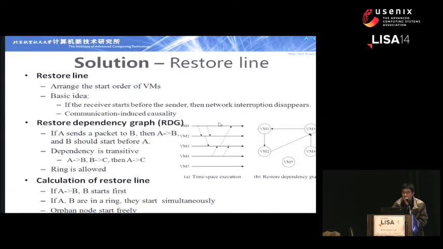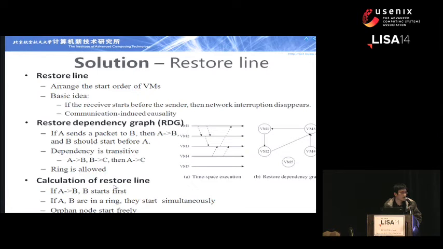To build the restore line, we first build the restore dependency graph from the time space execution. The rule is: if A sends a packet to B, then we say A depends on B, and B should start before A. For example, VM2 and VM4 send packets to VM3, so VM3 in the graph is depended on by VM2 and VM4. The dependency in the graph is transitive, and a ring is allowed. In this graph, VM1, 2, and 3 form a ring.